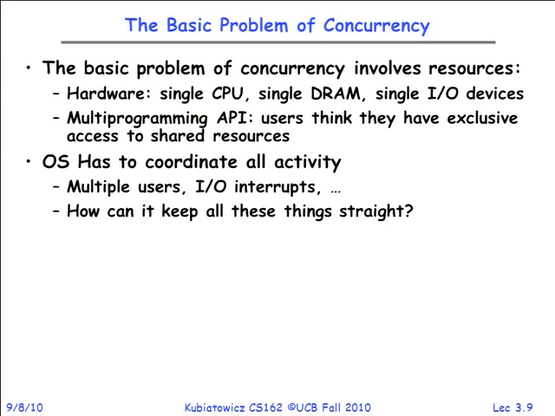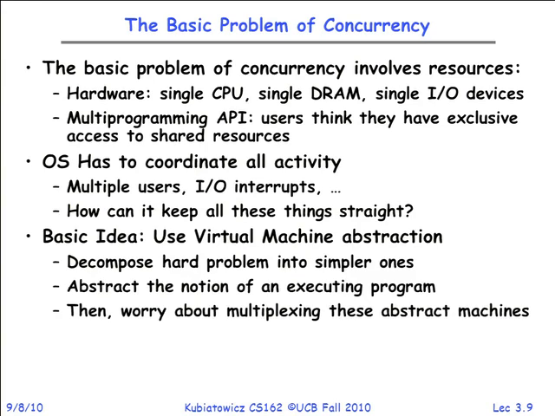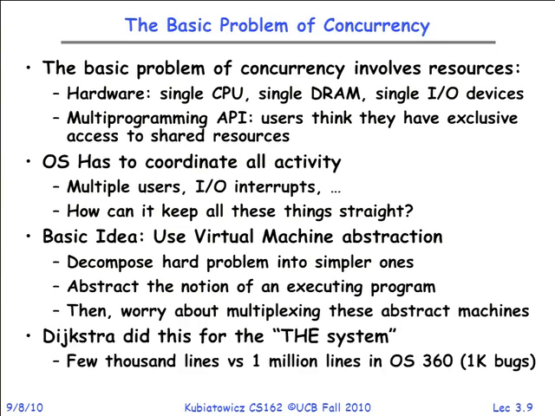So the basic idea here is going to be using a virtual machine abstraction. We're going to decompose this difficult problem into some simpler ones and start by abstracting the notion of an executing program. Then we're going to worry about multiplexing the machines on top of that. And Dijkstra did this a long time ago with "the system." You've got somebody with a lot of self-confidence if they call their system "the system." Someday I want to be able to do that.